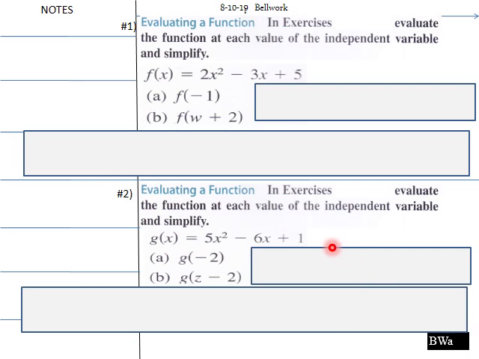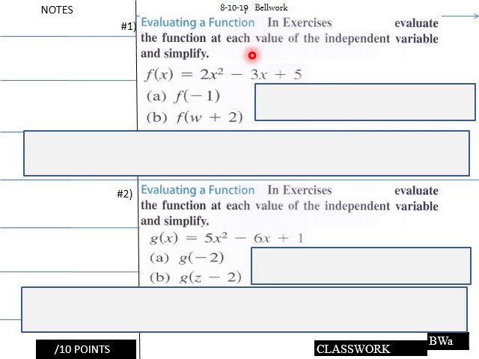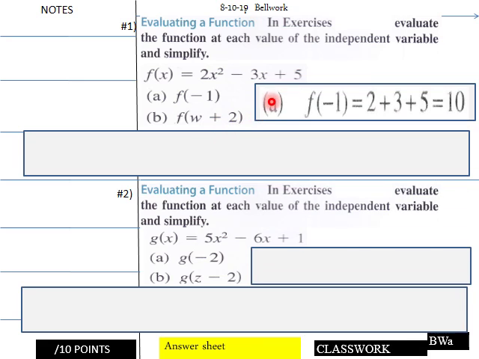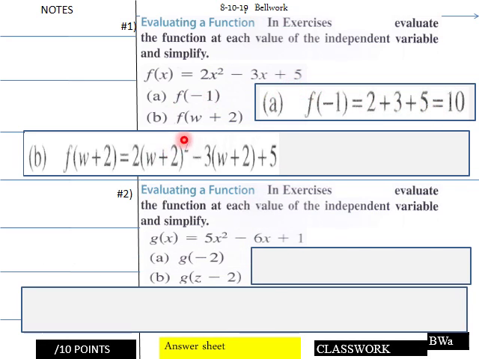Okay, welcome back for our solutions for today's bell work. For number 1 up here, 2x squared minus 3x plus 5. And then we have f of -1 and f of w plus 2. So f of -1 equals 10. And then f of w plus 2 would equal this situation here, which when you square w plus 2, then 3 times w plus 2, you will get 2w squared plus 5w plus 7.